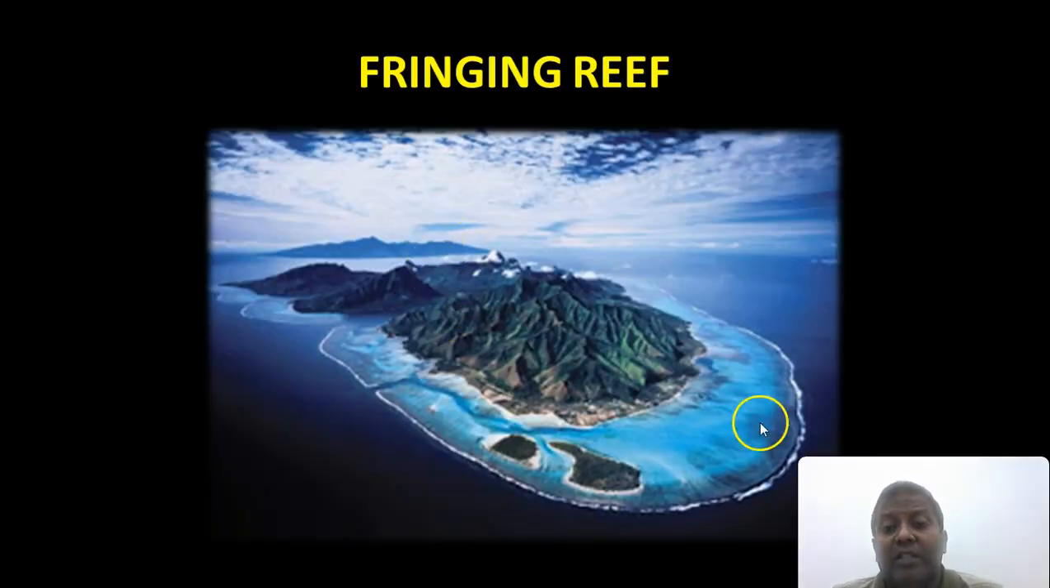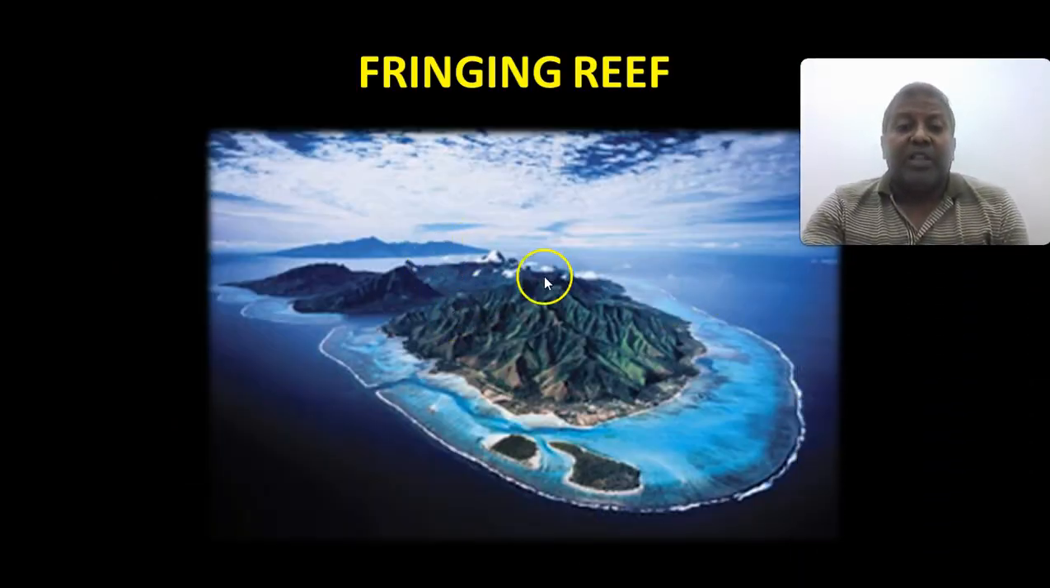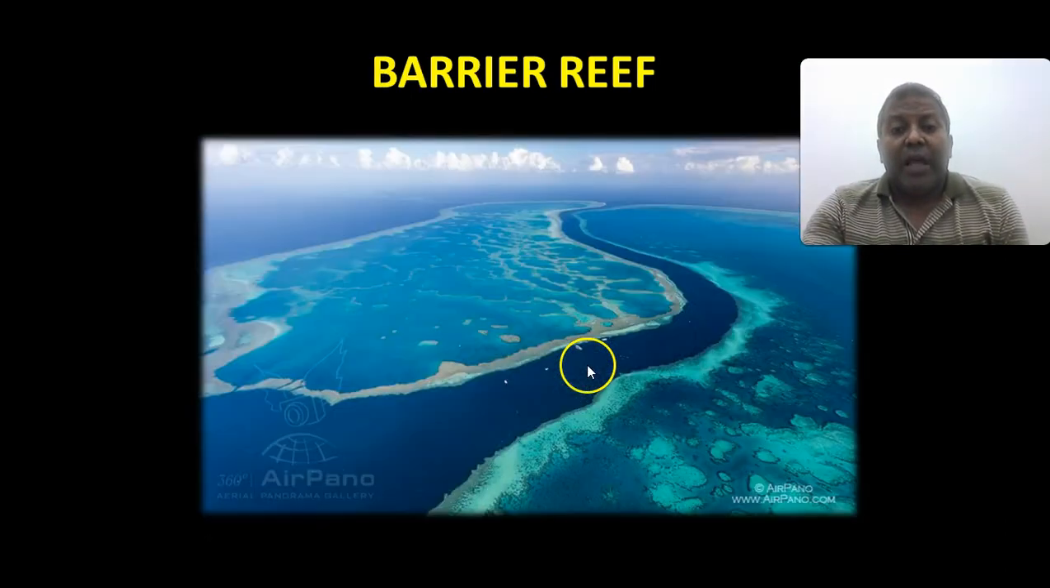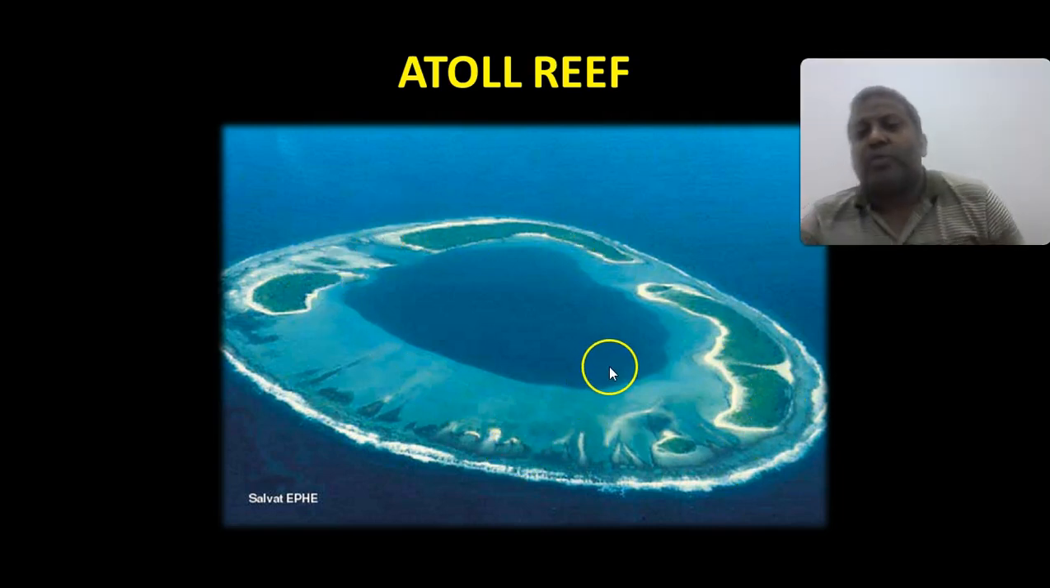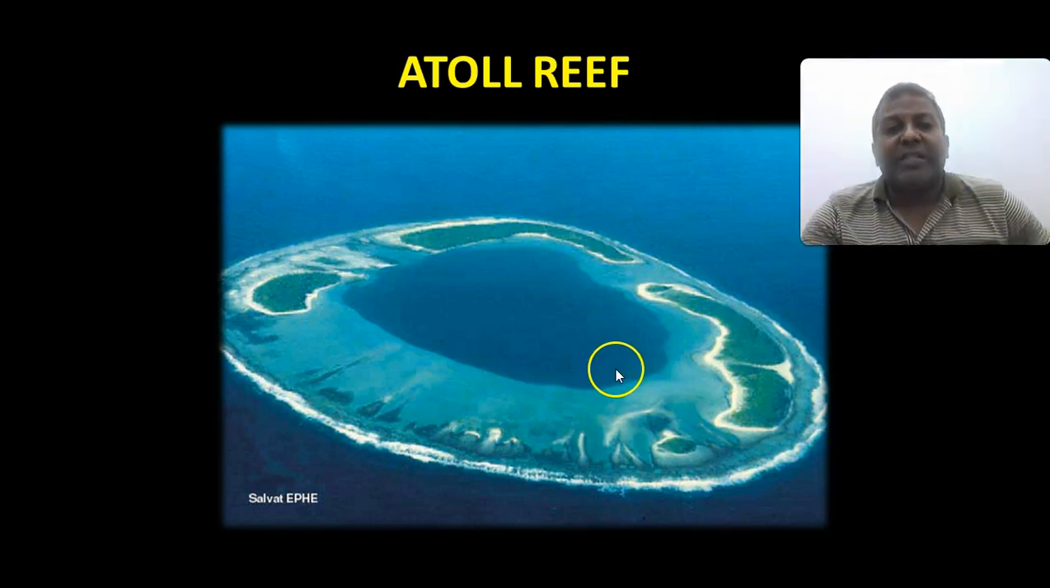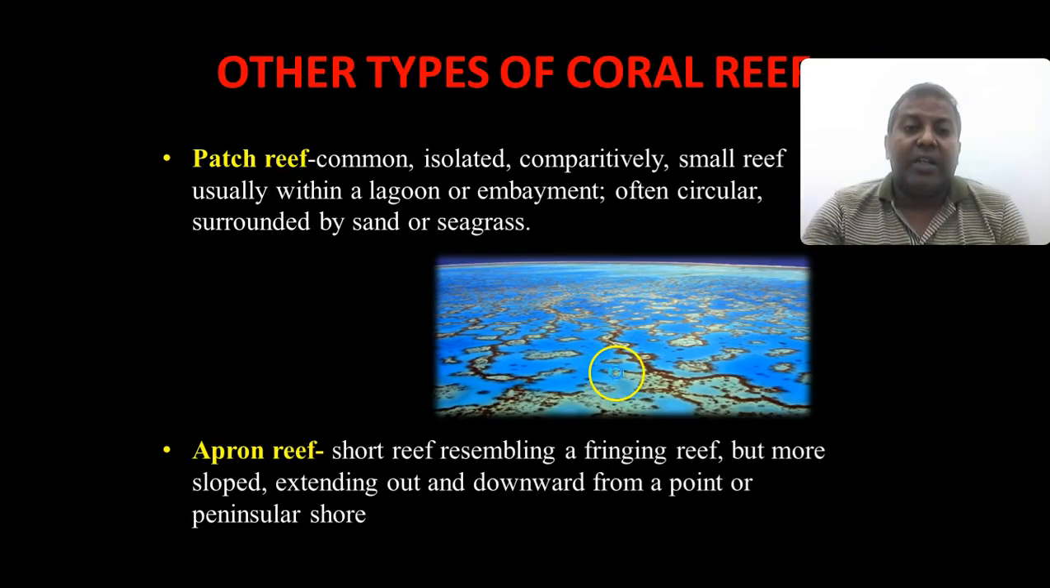So in this picture you can see the natural picture of a fringing reef, and this is the barrier reef. This barrier reef is present thousands of miles away from the main island, and the coral atoll or atoll reef is in the middle. There, once upon a time, there was an island. The island sank inside the ocean, and the remaining portion is known as an atoll reef. So apart from these three main types of coral reef, there are various other types of coral reef we can encounter.